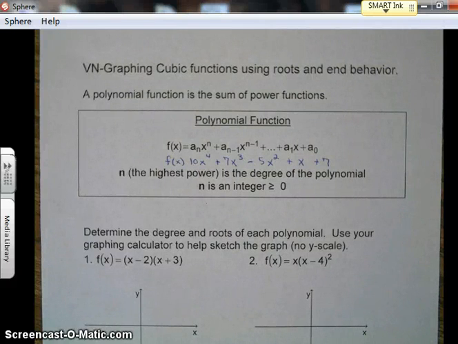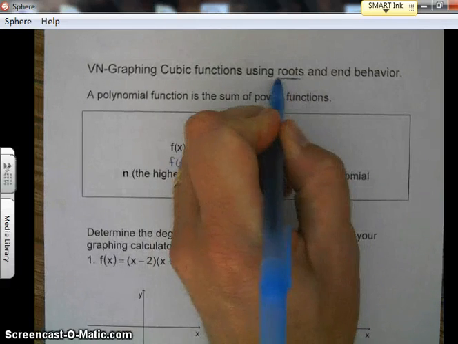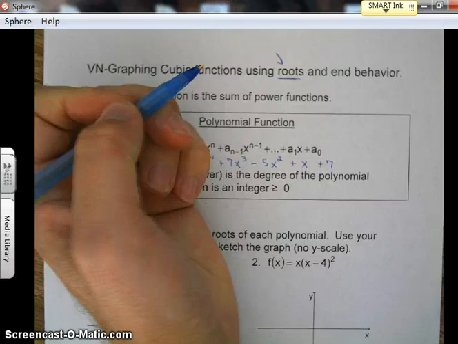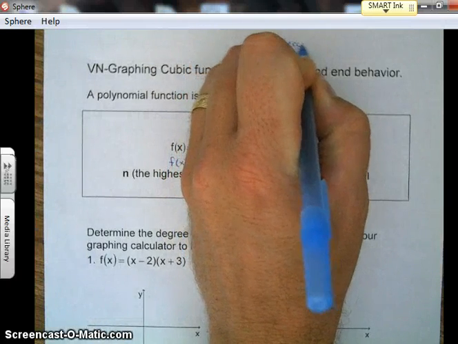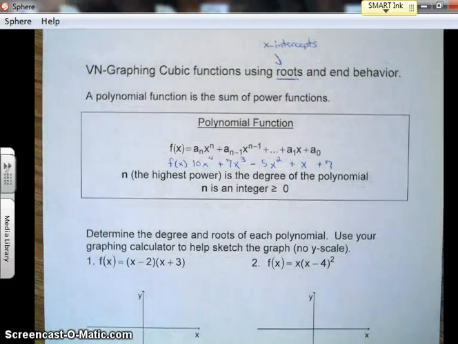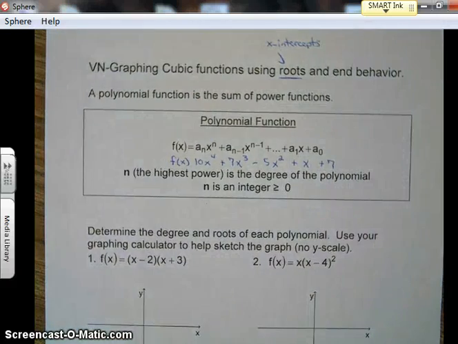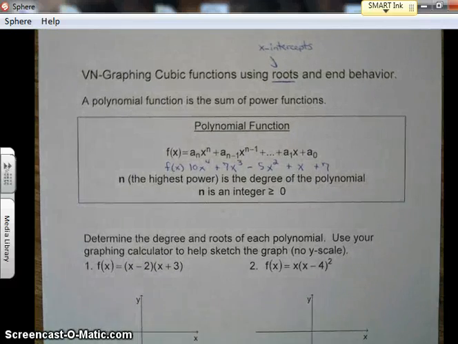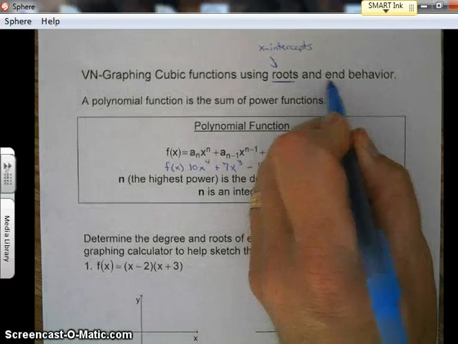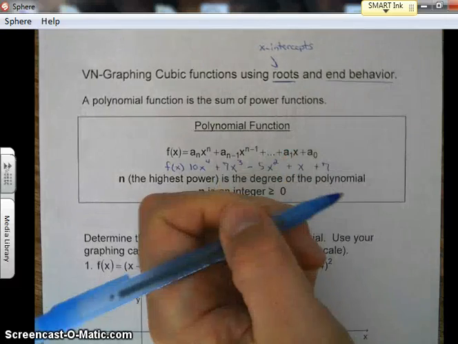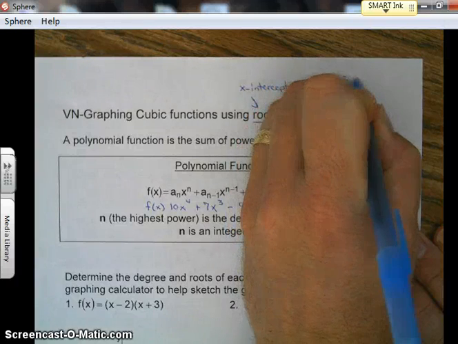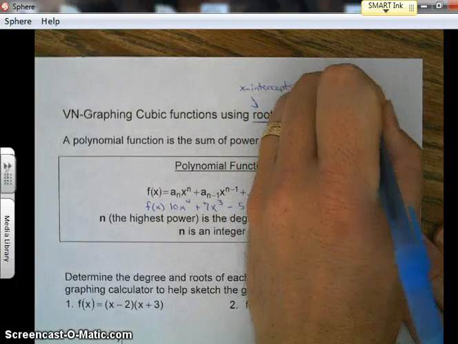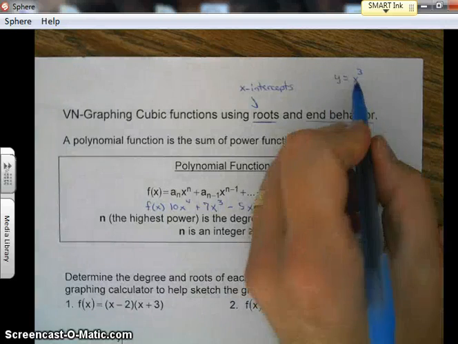Hi guys, we're going to go ahead and take a look at graphing cubic functions using roots. Remember that roots are the same thing as the x-intercepts or zeros. They're also known as the solutions. And we're going to take a look at the end behavior. The end behavior is going to have a lot to do with the parent. So the parent for a cubic function is x cubed.